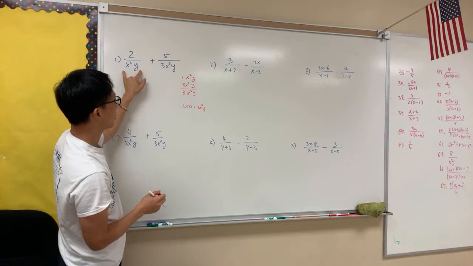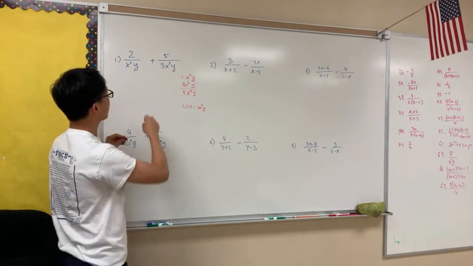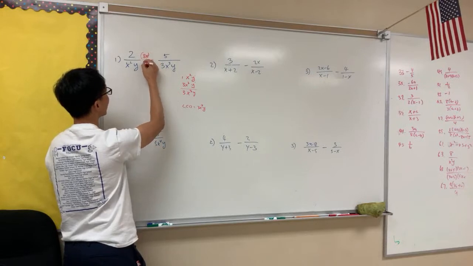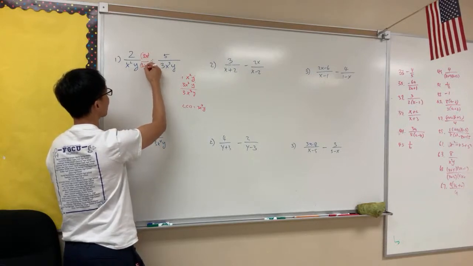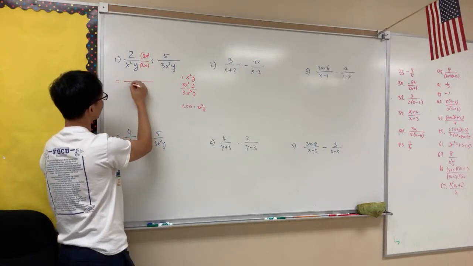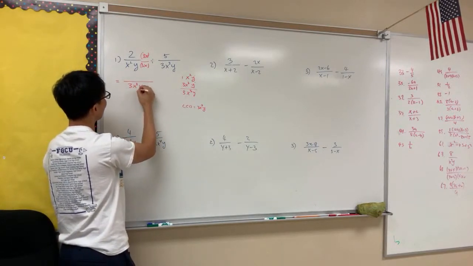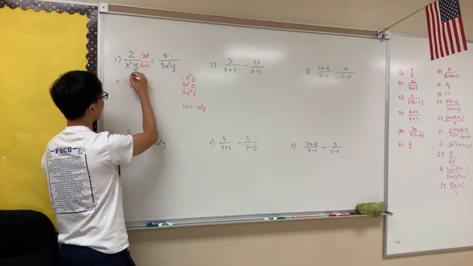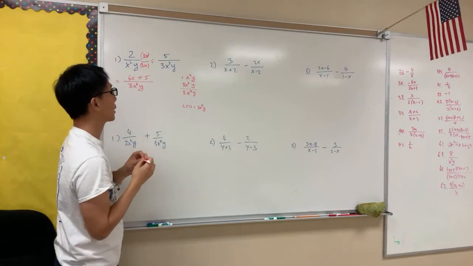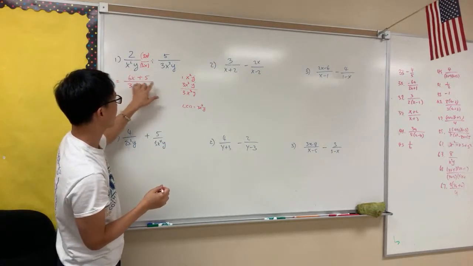This one just needs to be multiplied by 3x. So what I'm going to do is take this fraction and multiply top and bottom by 3x. Now in this case, I'm going to have 3x to the third y in the denominator. And then all we gotta do is multiply this together, which is 6x plus 5. And you don't have to do any more because this is the same denominator.